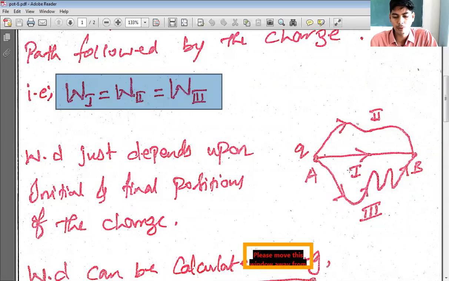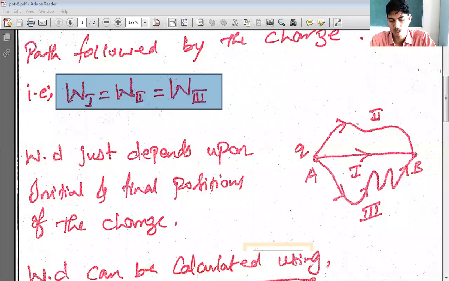ನೋಡ್ರಿ, ಈ 3 paths ಗೂ initial and final positions are A and B. ಹಾಗಾದ್ರೆ work done in all 3 paths will be the same. Work done in moving charged particle from one position to another position does not depend upon the path followed by the particle. ಹಾಗಾದ್ರೆ ಈ ರೀತಿ ಡಯಾಗ್ರಾಮ್ ಕೊಟ್ಟು ಯಾವ ಪಾತ್ ನ ವರ್ಕ್ ಡನ್ ಜಾಸ್ತಿ ಇದೆ ಅಂತಂದ್ರೆ ಏನಂತ ಹೇಳ್ತೀರಿ?